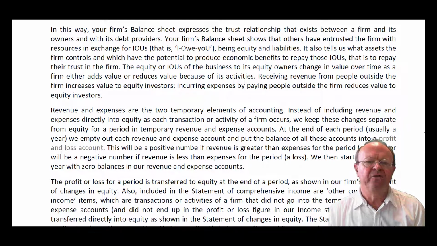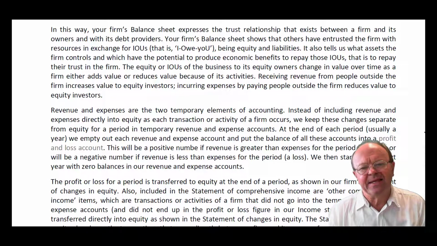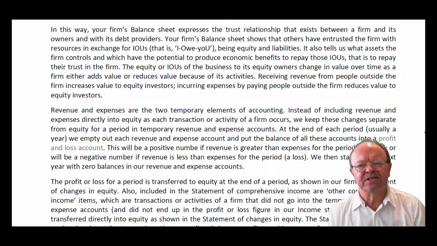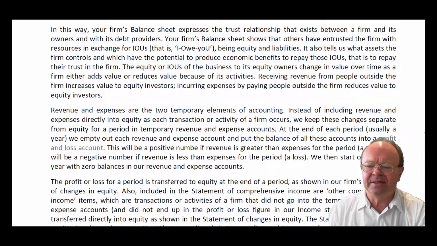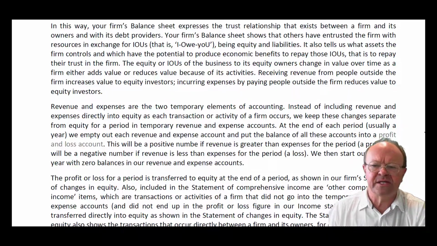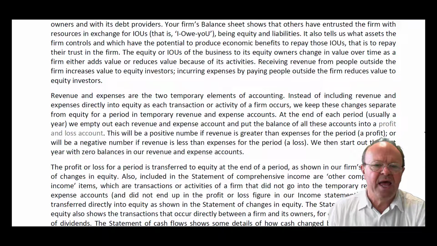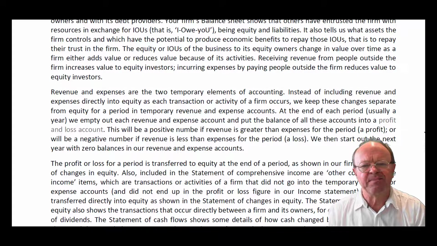In this way, your firm's balance sheet expresses the trust relationship that exists between a firm and its owners and with its debt providers. Your firm's balance sheet shows that others have entrusted the firm with resources in exchange for IOUs, being equity and liabilities. It also tells us what assets the firm controls and which have the potential to produce economic benefits to repay those IOUs, that is, to repay their trust in the firm.